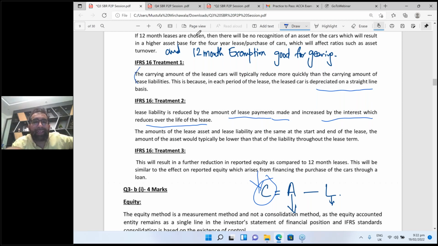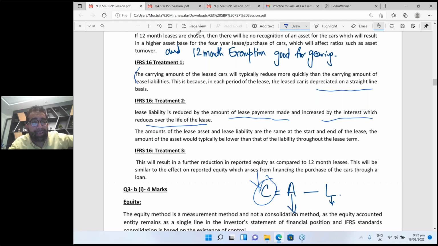The carrying amount of the leased car will typically reduce more quickly than the carrying amount of the lease liabilities. This is because in each period of the lease, the leased car is depreciated on a straight line basis. Lease liability is reduced by the amount of lease payment made and increased by the interest, which reduces over the life of the asset. Every year the interest expense goes down. The amount of the lease asset and lease liability are the same at the start. On day one, they both were the same. On day one, we made the entry ROU debit and lease obligation credit.